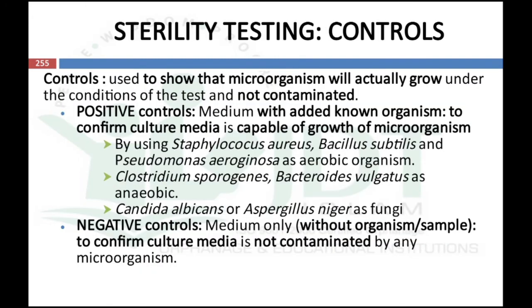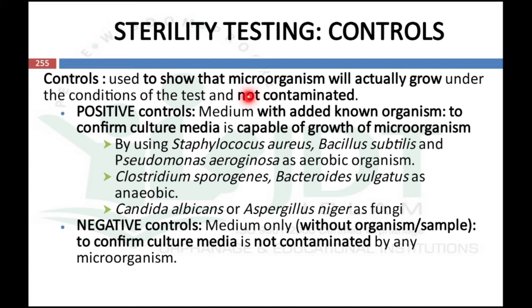Now along with the test solution, we may also use some controls, and these controls are used to show that the microorganism will actually grow under the conditions of the test and which are not contaminated. So there are two types of controls. First one is positive control and the second is negative control.